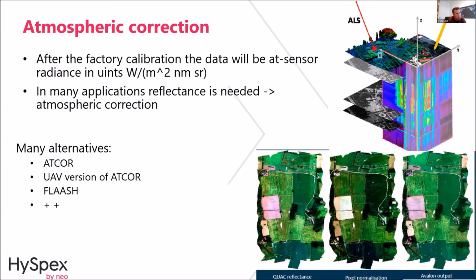You can do a simple empirical line correction if you have a FODIS on your drone, right, measuring the radiance from the sun while you fly. You can have something on the ground, measuring during your campaign. So there are many options for this, and many pros and cons on the different software and different ways of doing it. But we feel that ATCOR for airborne and DroneACOR for UAV is a very good solution.